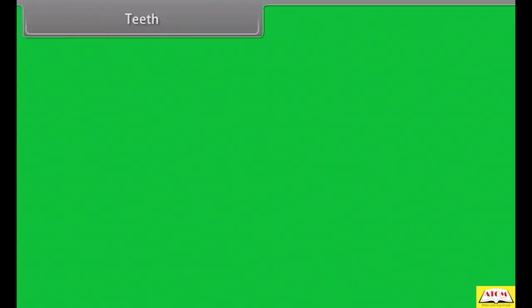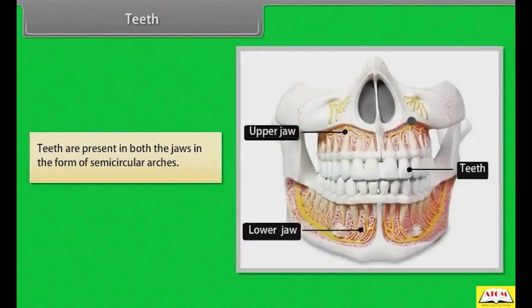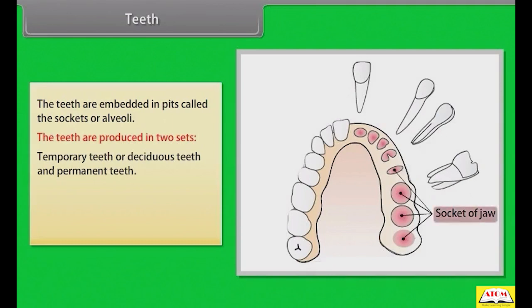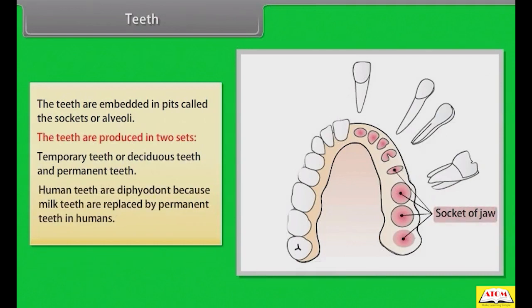Teeth. Teeth are present in both the jaws in the form of semicircular arches. The teeth are embedded in pits called sockets or alveoli. The teeth are produced in two sets, temporary teeth or deciduous teeth, and permanent teeth. Human teeth are diphyodont because milk teeth are replaced by permanent teeth.